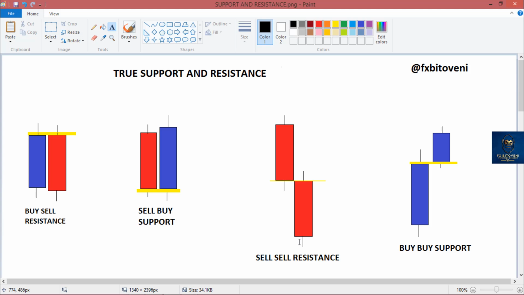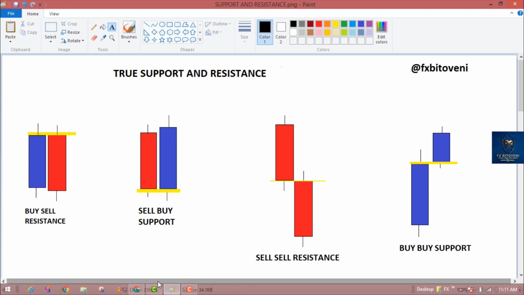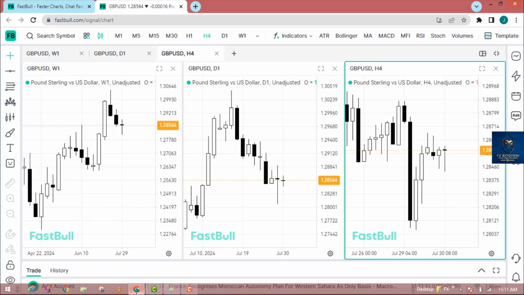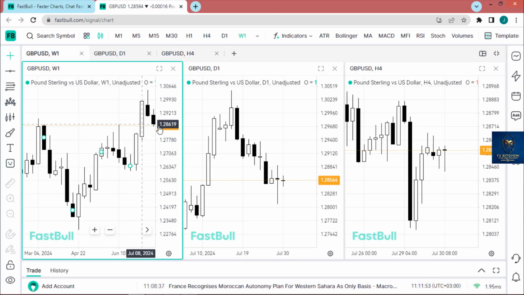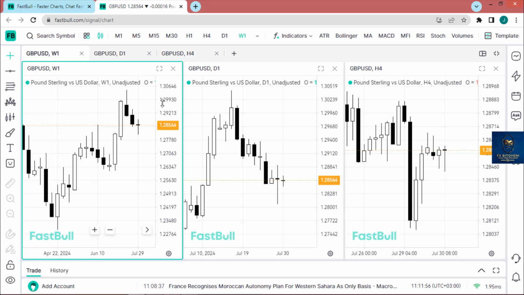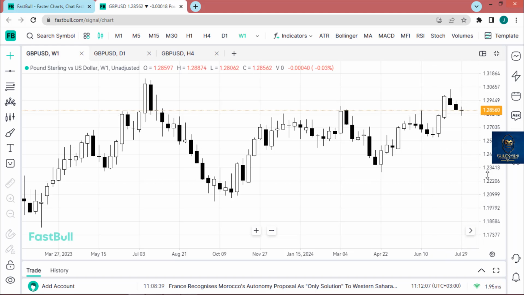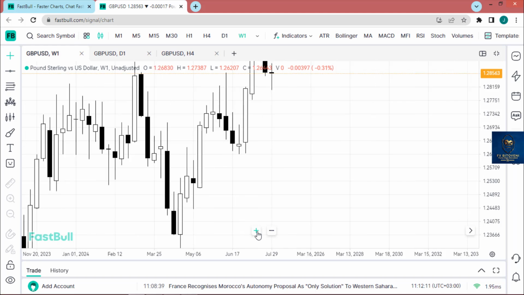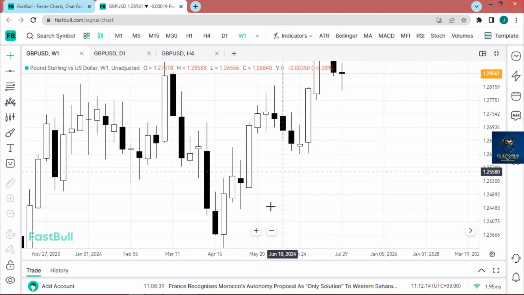So I will go to FastBull again and I will show you guys how it looks like on a real chart. So this is GBP USD. Here on FastBull, if you have a window here, if you want, you can maximize it by clicking on this button you see here. You can click and you see your window in full mode.